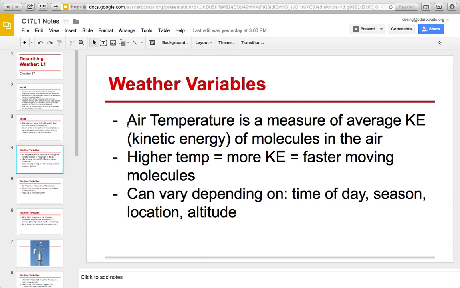We will have our kind of lead up top, so in this case our lead is air temperature. Air temperature is a measure of average kinetic energy of the molecules in the air. So the higher temperature you measure, that means more kinetic energy. That means things are moving faster. This can vary depending on time of day, season, location, altitude, you name it, right? Just things that can change the temperature. Direct sunlight could be one of those things.